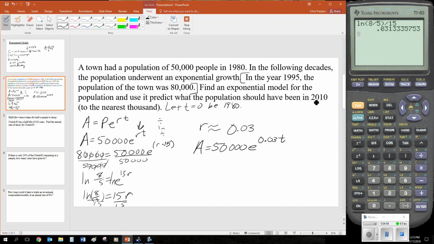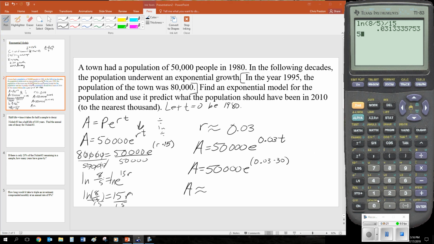Then it says, use this to predict what the population should have been in 2010. So again, I'm going to ask myself, how many years later is that from 1980? In this case, that's going to be 30. I'm just going to plug that in for my time, times 30, and round to the nearest 1,000 people. So 50,000.